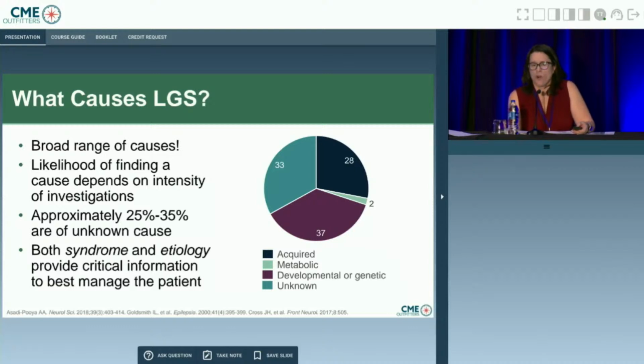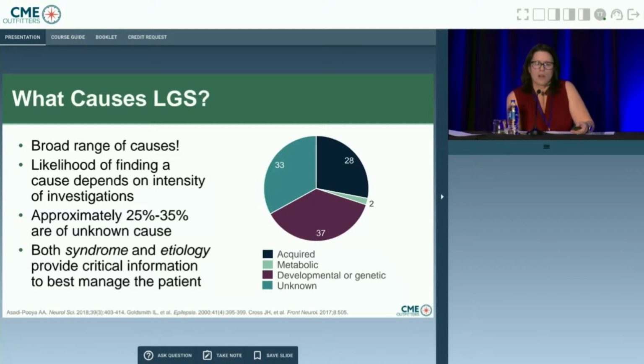There's a broad range of causes for the seizures that cause LGS, and it really depends on how good of a doctor you had and how deeply they investigate to find the cause. And we say now that it's so important to find the etiology of the seizures because there are so many new treatments that are coming out that are targeted towards the etiologies, especially genetic etiologies. So the acquired represent about 28%, metabolic is about 2%, developmental to genetic is about 37%. And you can also be genetic and have an acquired insult. You can have genetic and a metabolic insult. So it's really important to look. We still don't know the cause, though, in about 25 to 35% of cases.